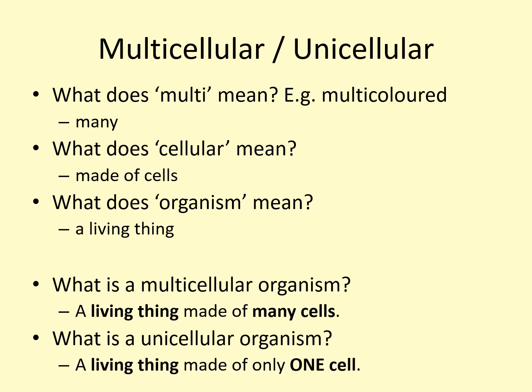So a unicellular organism is a living thing made up of only one cell, and there's lots and lots of examples of these. There's way more unicellular organisms, in fact, than there are multicellular organisms, but they're all very, very small. So unless you've seen them down a microscope, you won't ever have seen one.